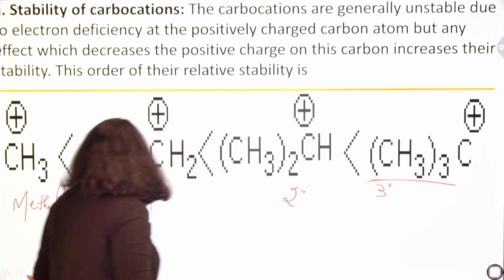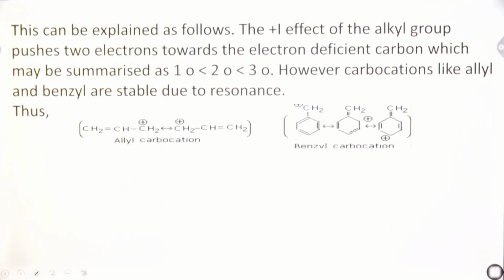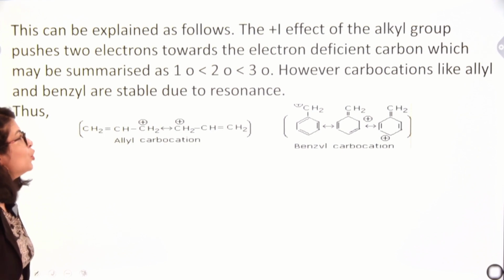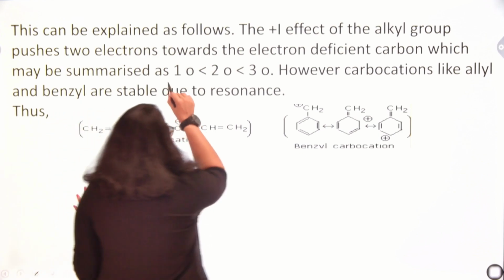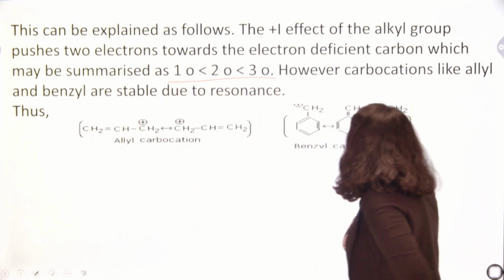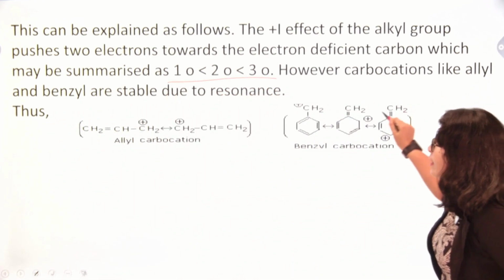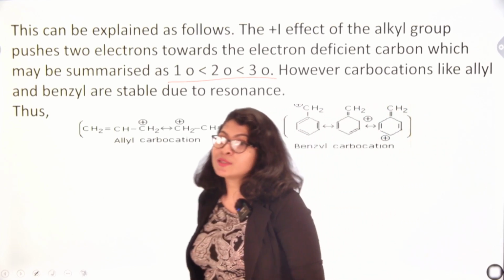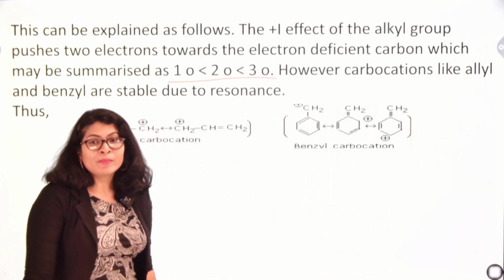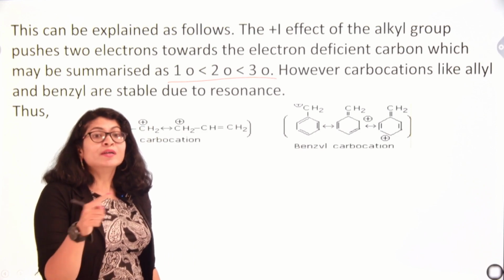Now, if I look at the plus I effect of alkyl group, it pushes 2 electrons towards the electron deficient carbon, which may be summarized as the order is like this. However, carbocations like allyl and benzyl are stable due to resonance. If I see allyl and benzyl, that means the presence of double bonds.